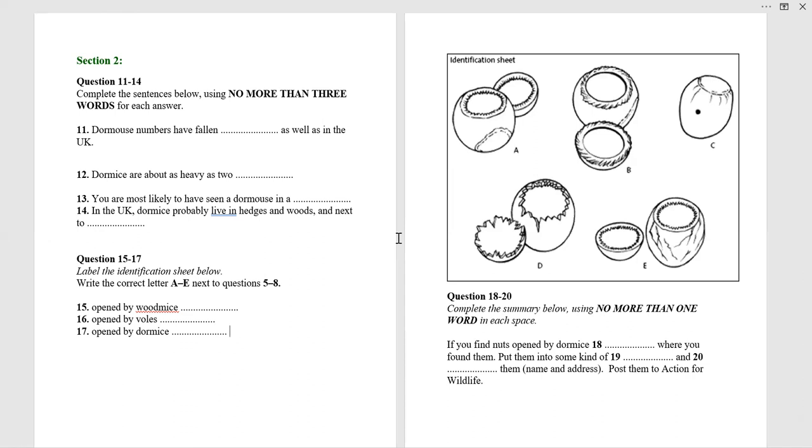Conversation where we have to... You understand the questions here? Yeah. They were talking about the dormouse and where they're living. Where you can find them. Okay, yeah. This is here, this one. I have noted answers, but I don't want to disclose it to you.